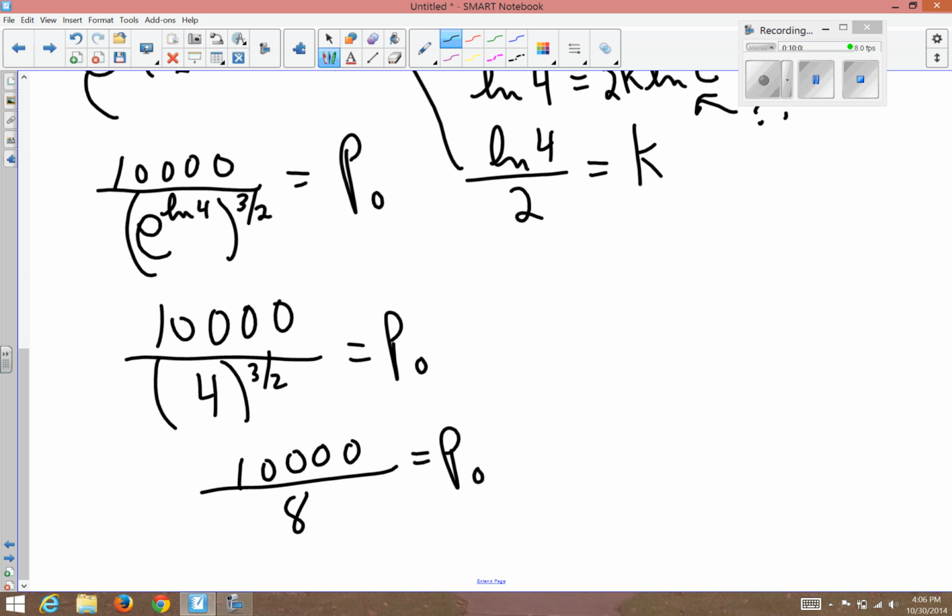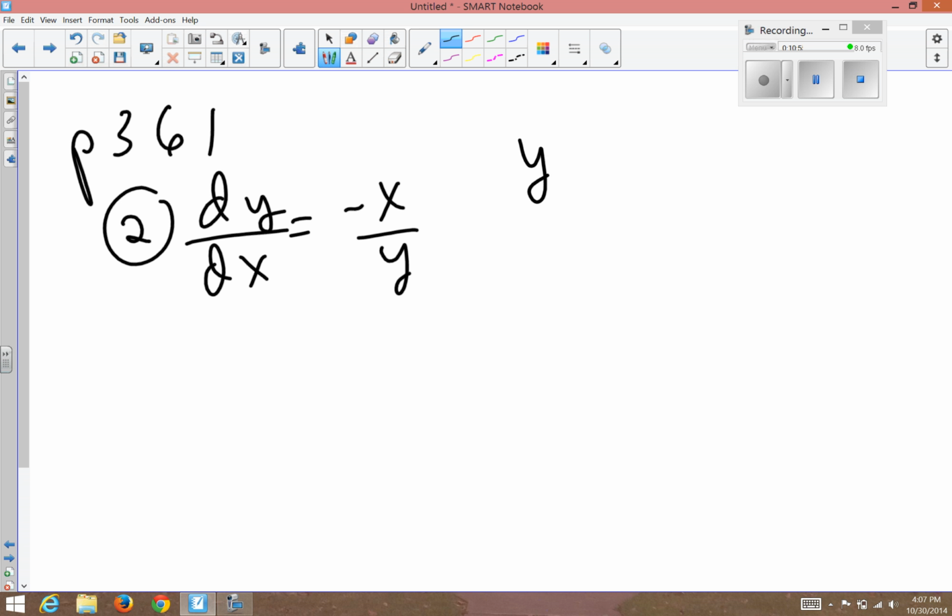So this problem can be done totally without a calculator. Right? There's no place where I used a calculator. You might want to use it for doing this division. Nowhere else though. Alright, on page 361, exercise 2, derivative of y with respect to x equals negative x over y. Y equals 3 when x equals 4. And we are told to use separation of variables to solve the initial value problem.